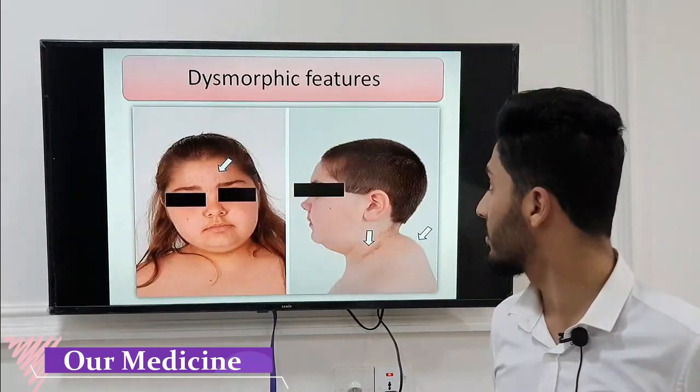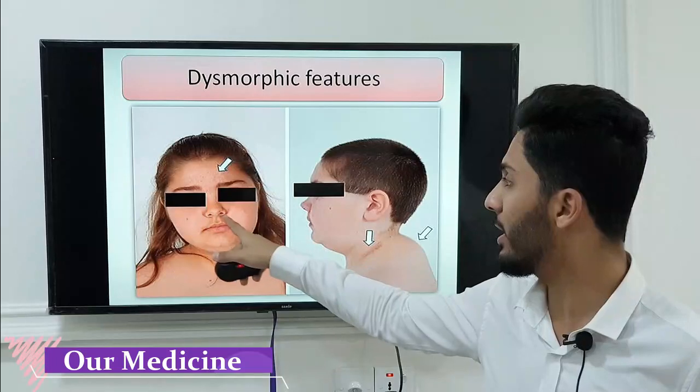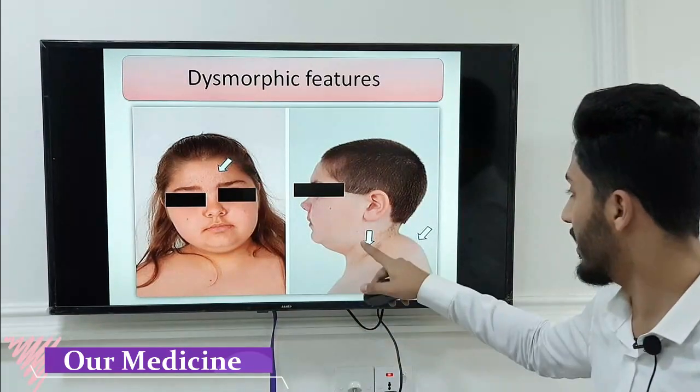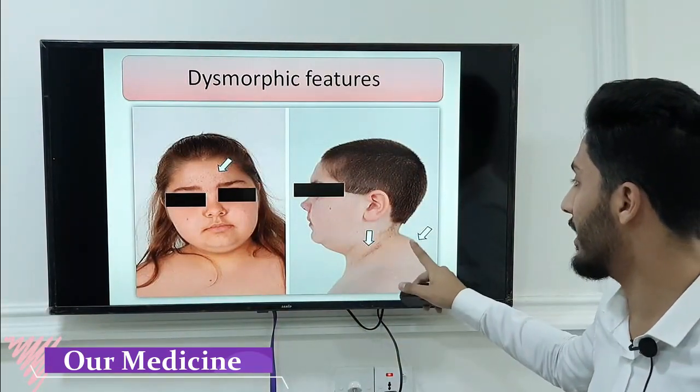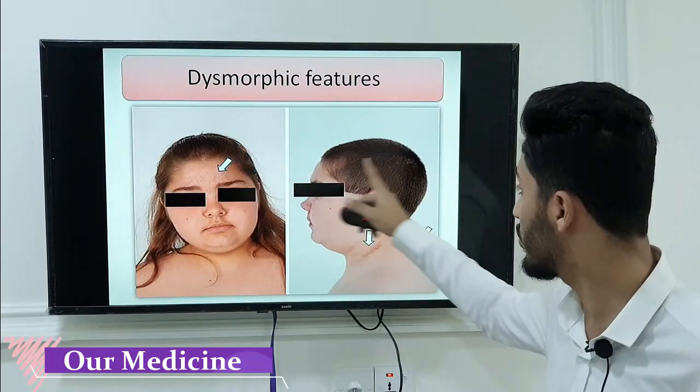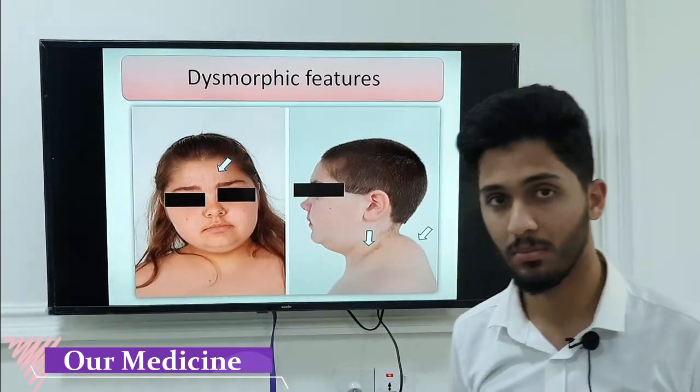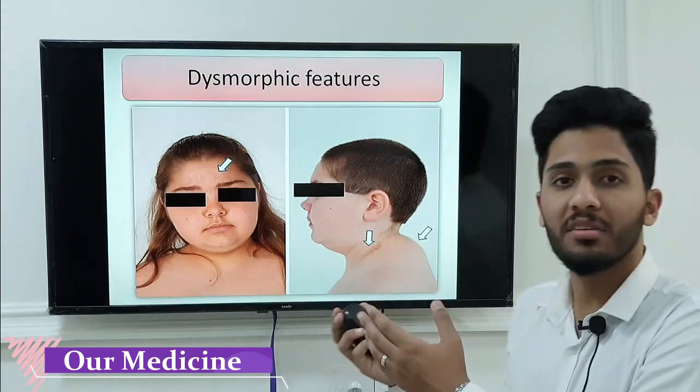Also, what? Moon face with hirsutism. This is the acanthosis nigricans and the buffalo hump. This is what? Cushing syndrome. So, these are dysmorphic features.